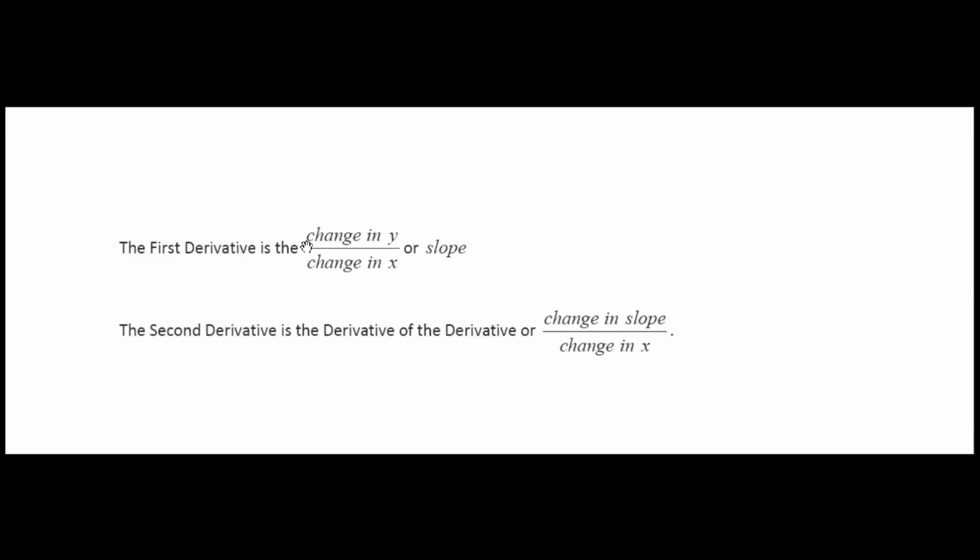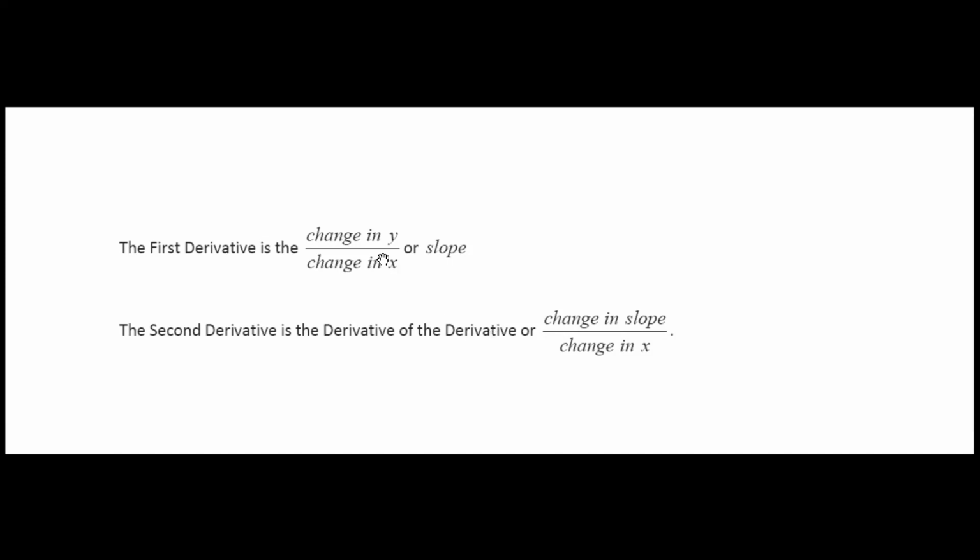The first derivative is the change in y over change in x, or as we have come to know, it is slope. Change in y over change in x. Now, the second derivative is the derivative of the derivative. By that, I mean the derivative of the first derivative is the second derivative.